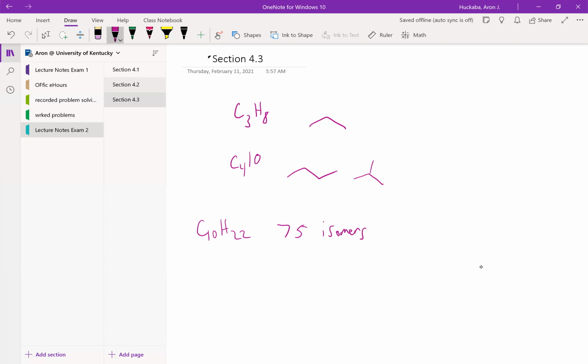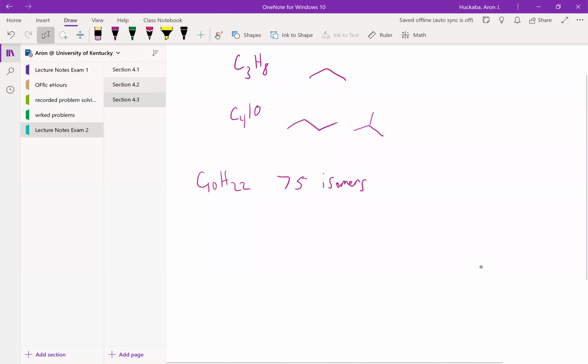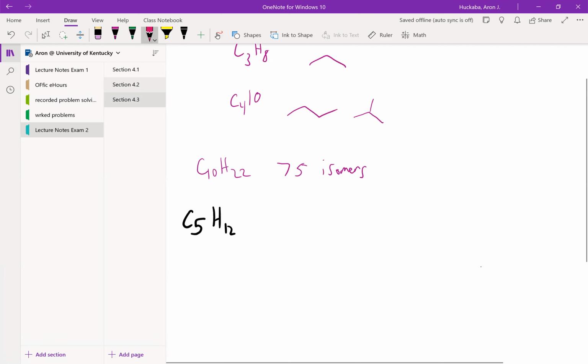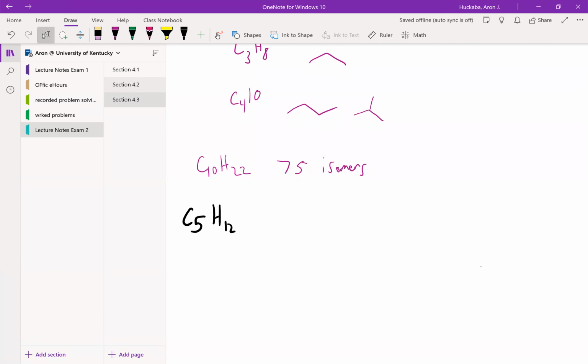So your book tries to give you a little bit of help in how to actually go about drawing these. And more or less, they say that if you are given some type of question about isomers, and it's like, take this formula, draw all the isomers, well, basically it says to start with a non-branched version. 1, 2, 3, 4, 5. Great. And then every time you branch, you should name it.